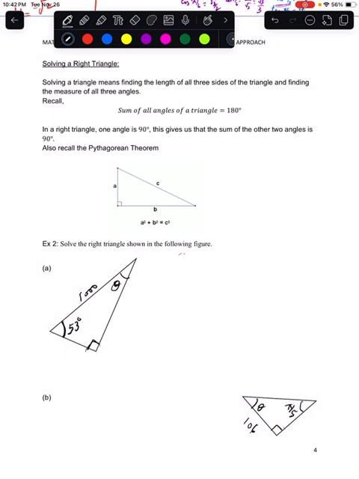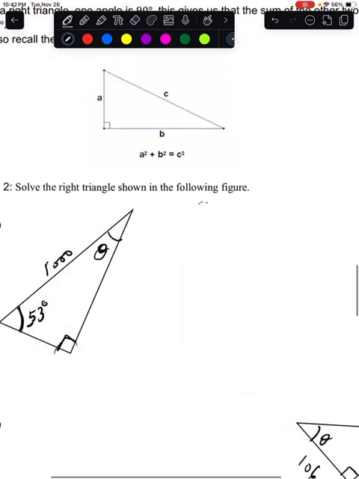So here is the example saying solve the triangle shown in the following figure. In the first one, we are given some information: this angle is 53 degrees, the 90-degree angle is sitting over here, and the hypotenuse is 1000. So I have to find the legs. Let me give them a name. Again, you can call them O and A, but I am just going to call them A, B. So we are going to find A, B, and theta.